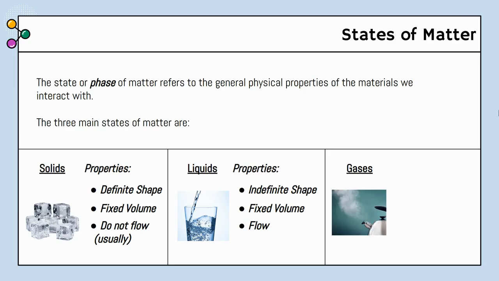Gases, which on screen is representing gaseous water, although this technically is steam, it's a little bit different. But gases, their properties are that they do not have a defined shape. They basically, again, fill the shape of whatever container or room they're in. They do not have a fixed volume. They basically grow or shrink based on that container that they're in. And they, as liquids, also flow. That's why gases sometimes look like liquids as they're flowing through the air.